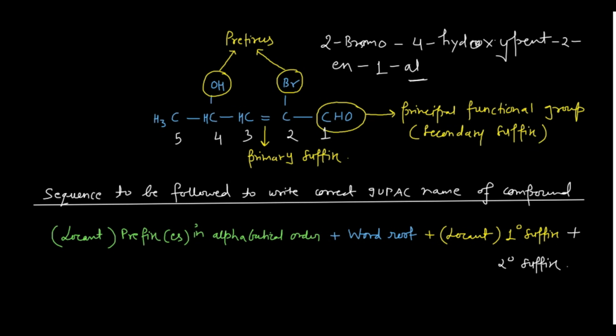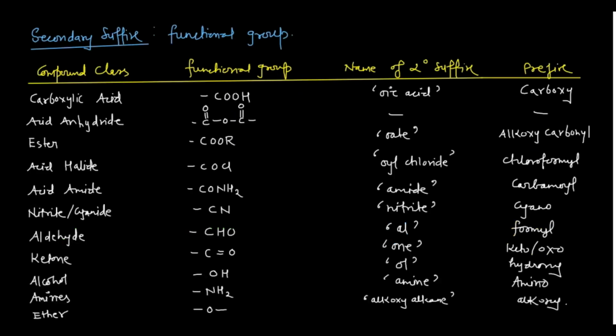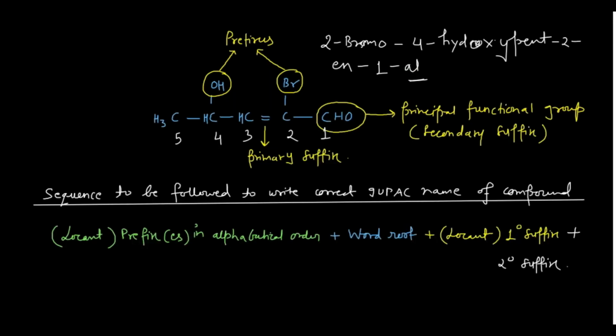I can go back to show you again. You see here, this is my aldehyde functionality, and when it is the main functional group, the name of the compound would end with al. That's why it is important that I have written this al here. So this is the complete name of this compound: 2-bromo, 4-hydroxy, pent-2-ene-1-al.